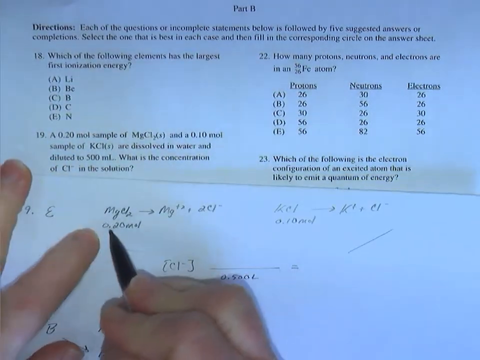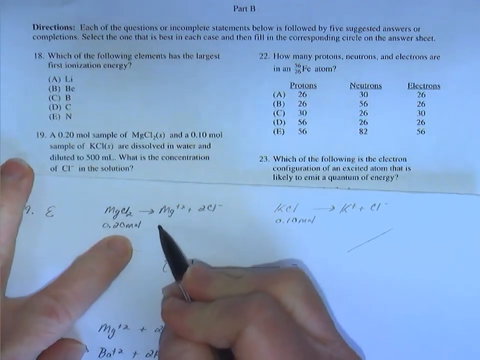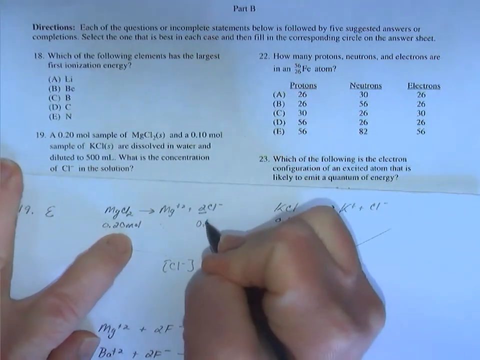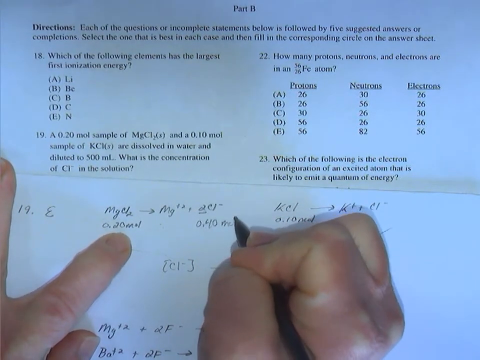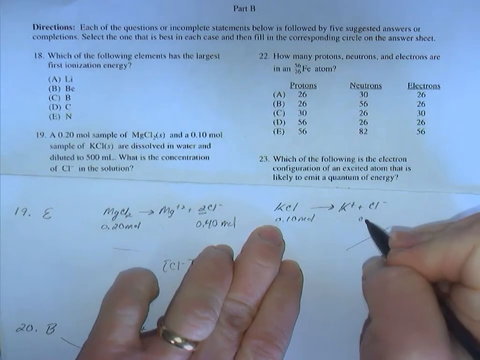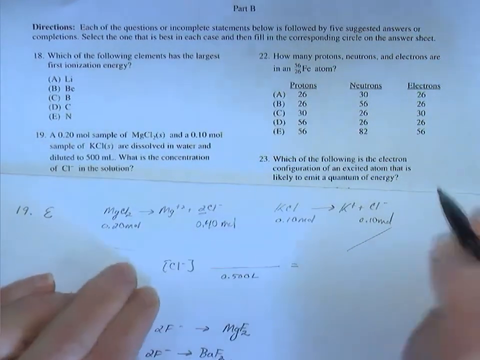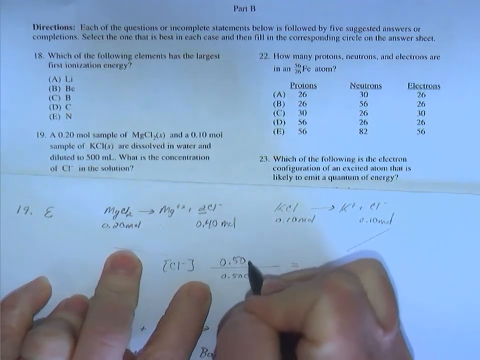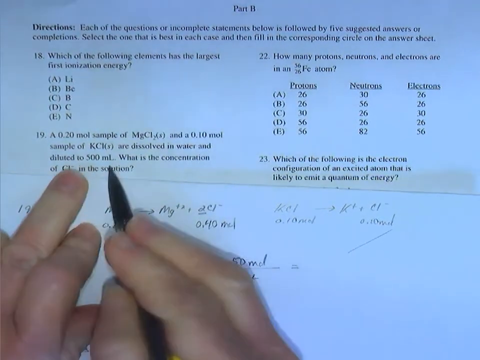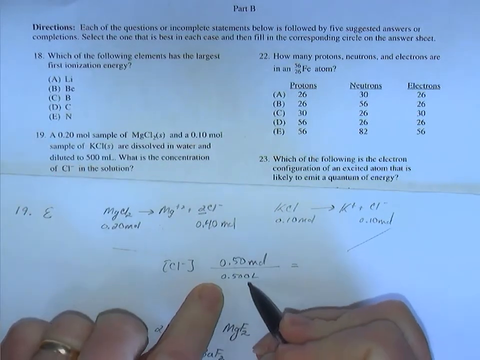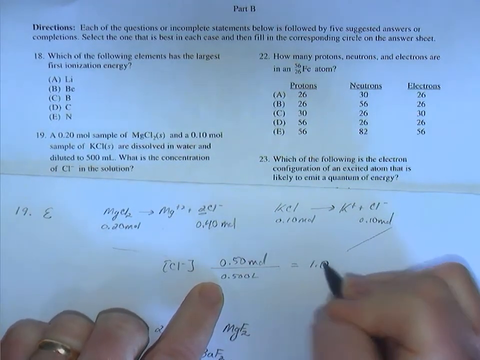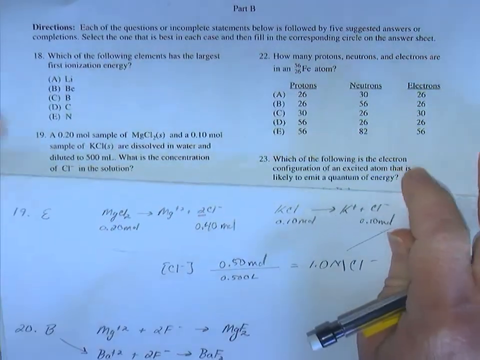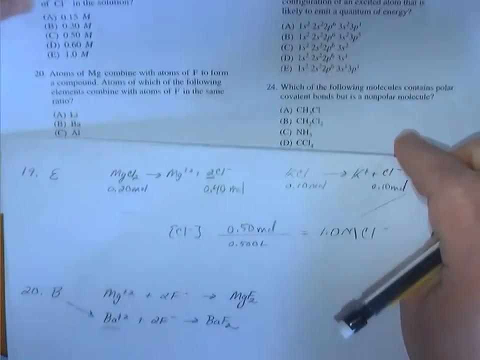Okay, so for every one of these that dissociate, I get 0.2 moles of the magnesium ion, but I will get double of chloride, so 0.4 moles. Every one of these, I get 0.1 moles of chloride. So adding, because I'm putting these both in the same beaker, it's 0.5 moles. And it's telling me I'm in 500 mL, so 0.5 divided by 0.5 is 1. So I'm 1 molar in chloride. And that is exactly the choice that we're given, or the correct answer.